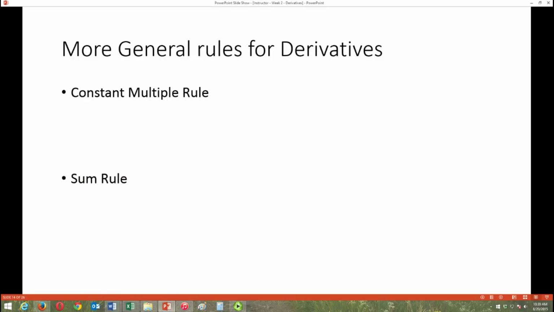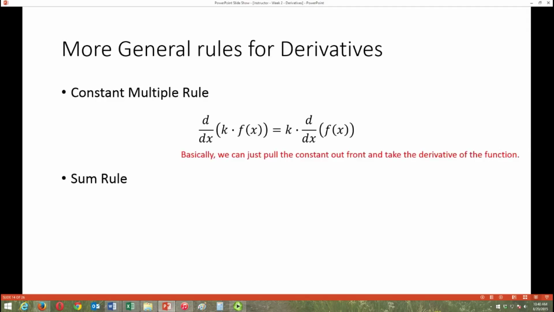Let's look at more general rules for derivative. There's something called the constant multiple rule. This d by dx means derivative. The d by dx of k times f of x equals k times d by dx of f of x. Basically, we can just pull the constant out front. This k gets pulled out front and we take the derivative of the function itself.